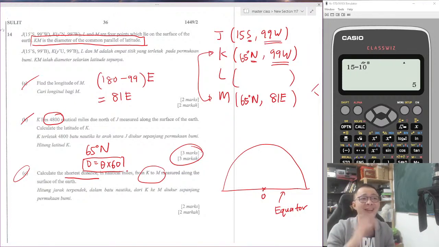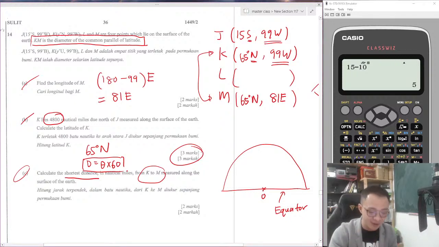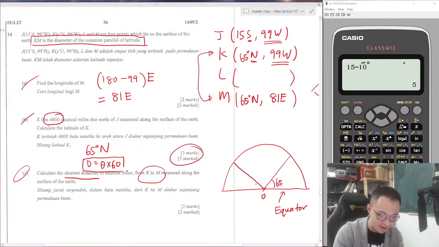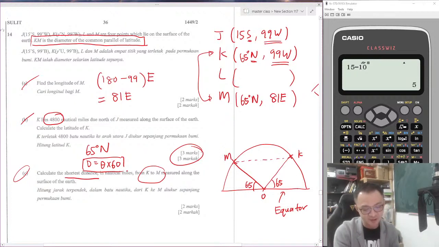Right now K and M are both at 65 N. So basically it means from the equator, I go up 65 degrees, and then from the equator, I go up 65 degrees again. One of them will be K, another one will be M. Because they are diameter, there is 180 degrees between them.